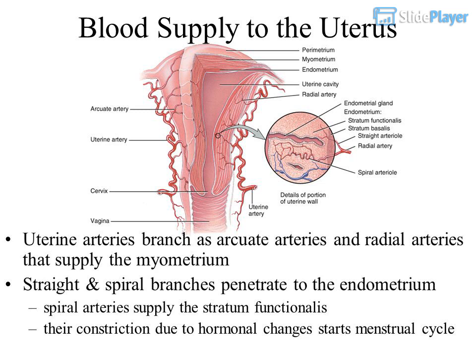Uterine arteries branch into arcuate arteries and radial arteries that supply the myometrium. Straight and spiral branches penetrate to the endometrium. Spiral arteries supply the stratum functionalis. Their constriction due to hormonal changes starts the menstrual cycle.